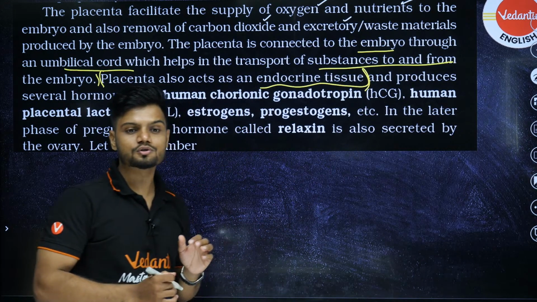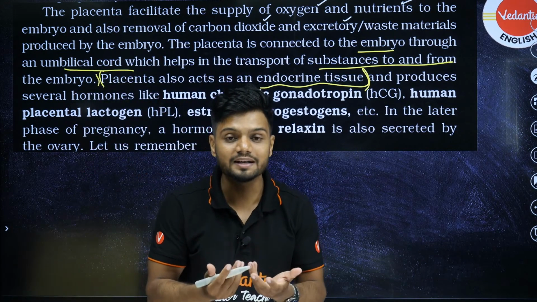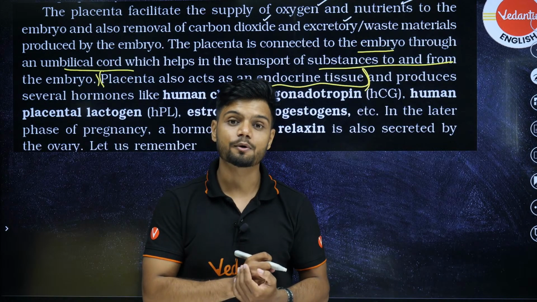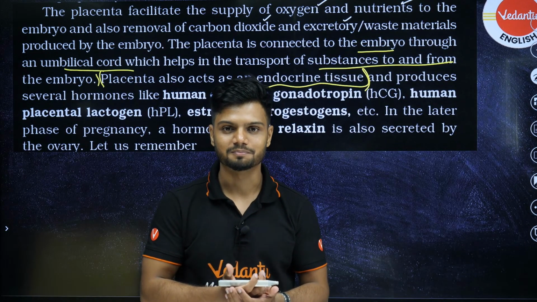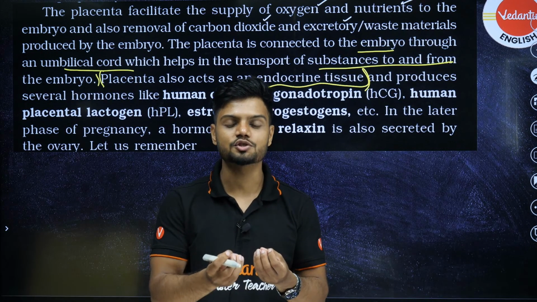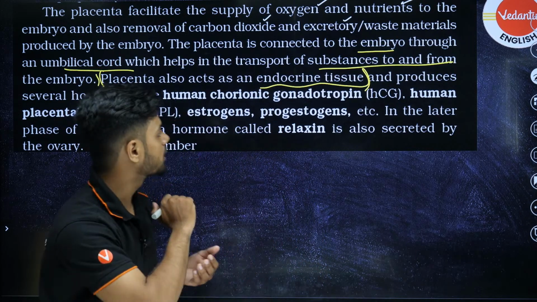It is also acting like endocrine tissue. What is the meaning of endocrine tissue? It is the tissue which produces hormones. That's right. The other function of the placenta is to produce hormones.